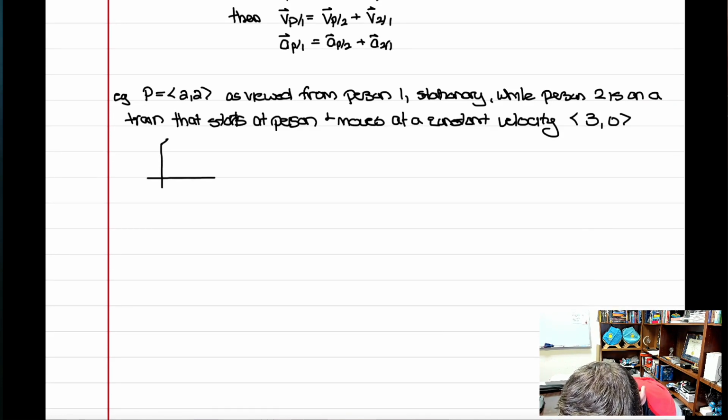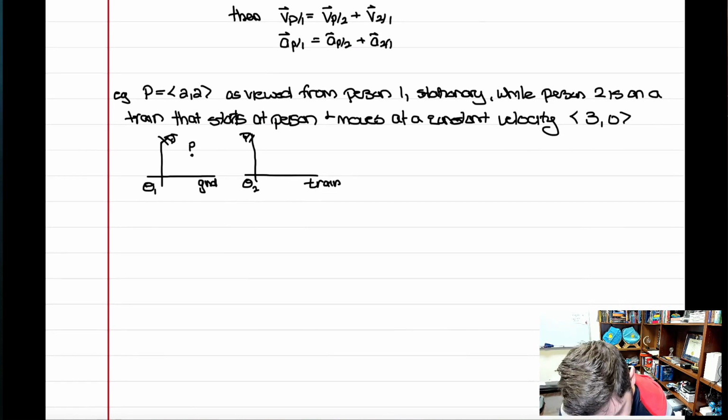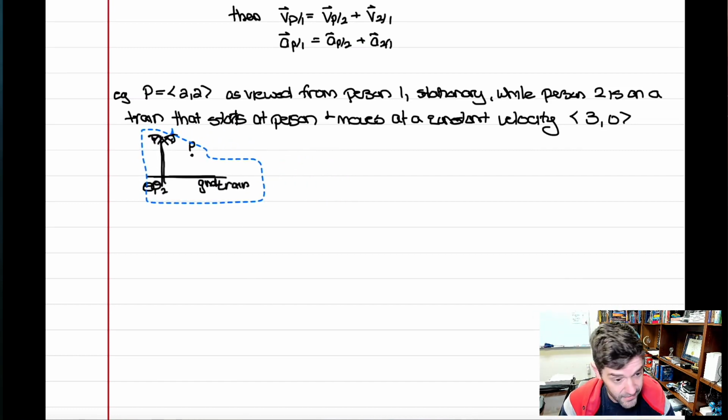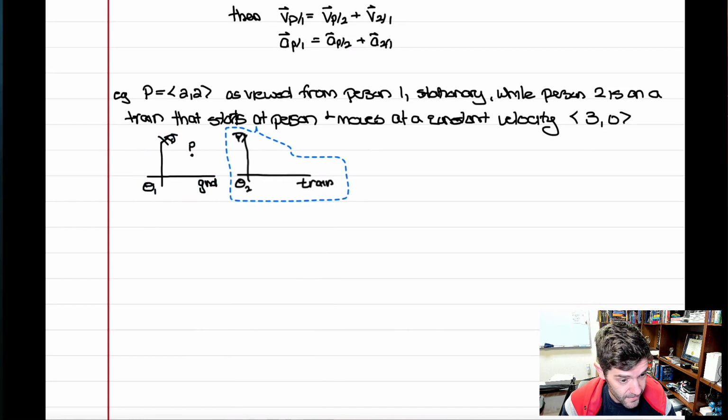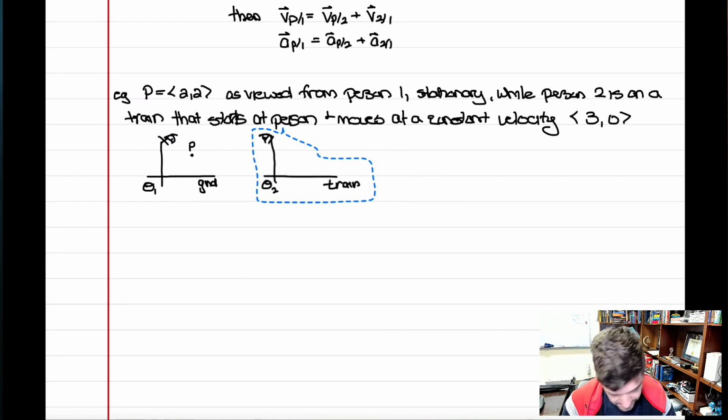Here's person 1, looking at this particle P. And then there's a reference frame 2. So we'll call this the origin of 1, this the origin of 2. There's someone in the second frame, which is the train. Well, this is the ground. And again, the idea is that they start on top of one another, then as time goes on, this frame is moving at a constant velocity to the right. I'll just leave it here.